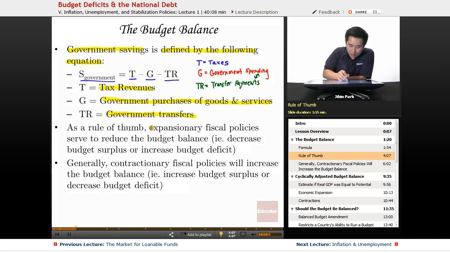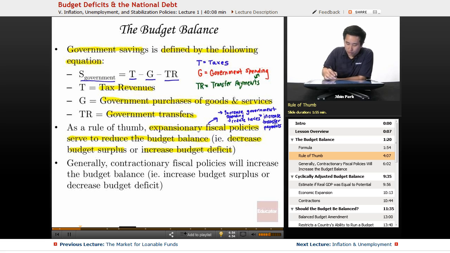Okay, so as a rule of thumb, expansionary fiscal policies serve to reduce the budget balance. For example, it's either going to decrease the budget surplus or increase the budget deficit. As a reminder, what is expansionary fiscal policy? Expansionary fiscal policy is either increase government spending, or reduce taxes, or the third one is increase transfer payments.